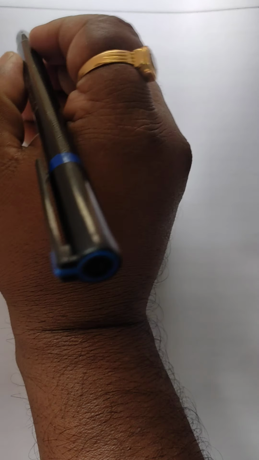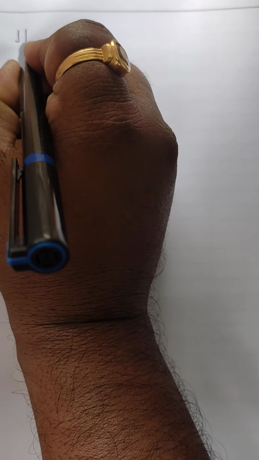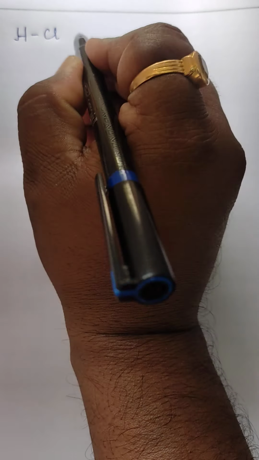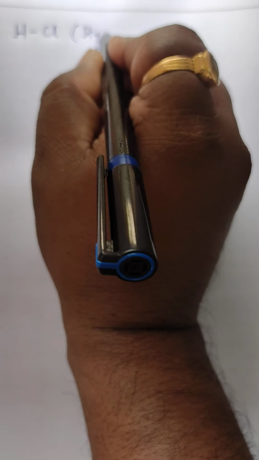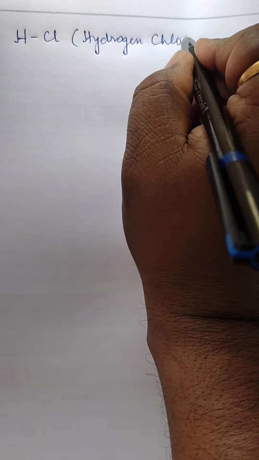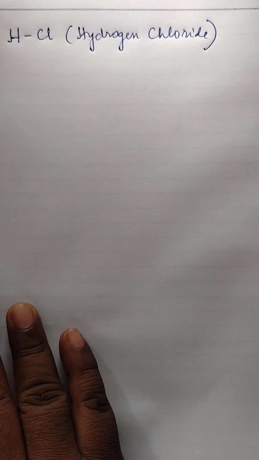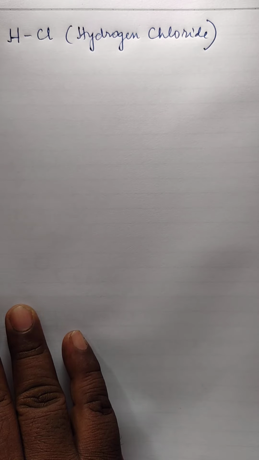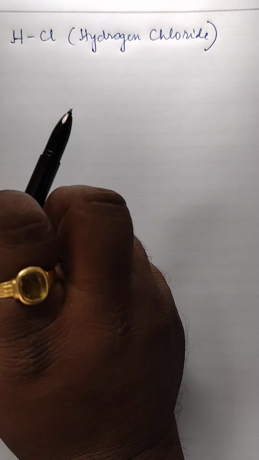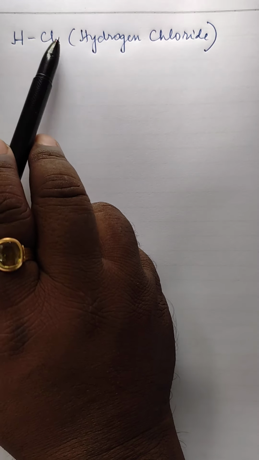After that, children, we are going to discuss the chemical bonding in different types of compound. The first compound we are going to discuss is hydrogen chloride. We are going to discuss how the chemical bond exists in hydrogen chloride. As you could see, the structure is hydrogen and Cl.